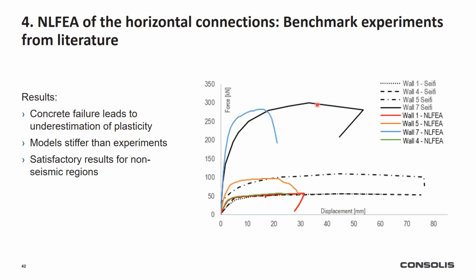I forgot to mention these curves, the experimental ones, are cyclic envelopes, and the models were monotonic models with material properties used to model the monotonic behavior, not the cyclic behavior models. And these results are considered to be satisfactory since the study was regarding non-seismic regions.